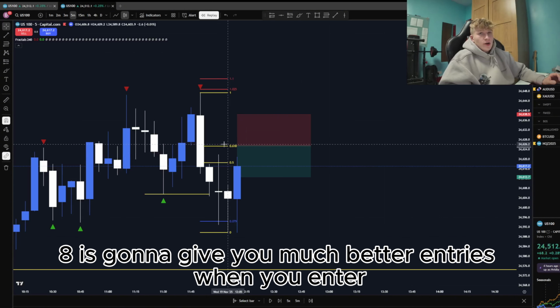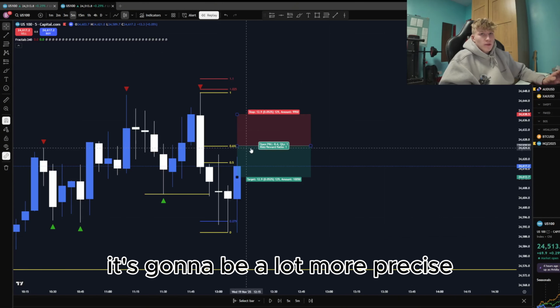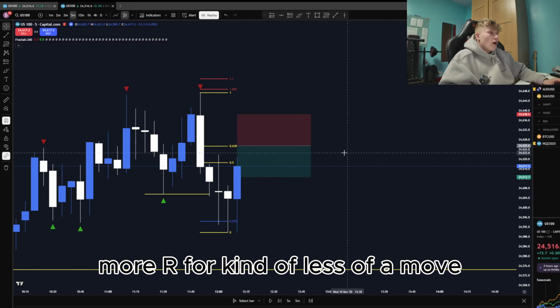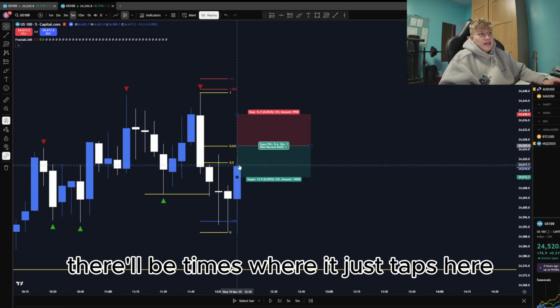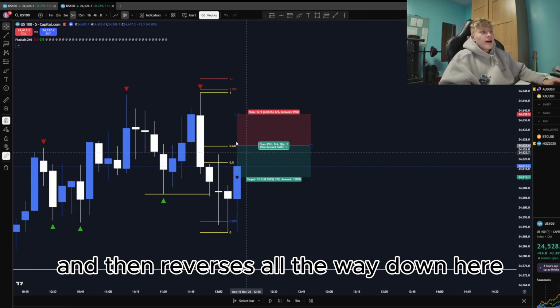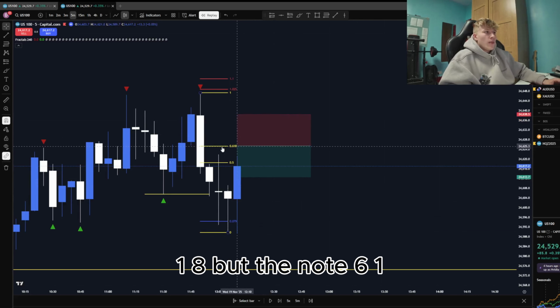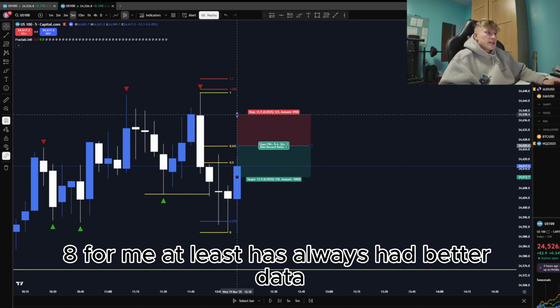The 0.618 is going to give you much better entries when you enter. It's going to be a lot more precise. You're going to be able to target more R for kind of less of a move. But the 0.5 is going to give you a lot more entries. There'll be times where it just taps here and then reverses all the way down here, and you wouldn't get in if you were on the 0.618. But the 0.618, for me at least, has always had better data.